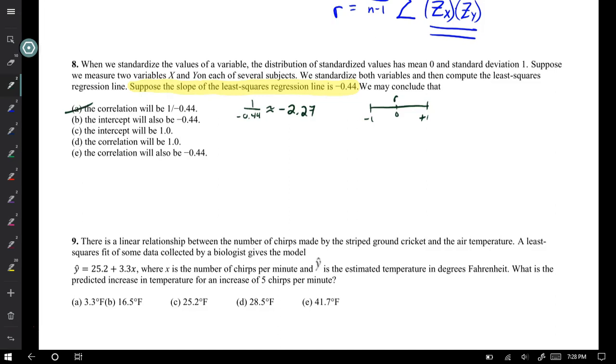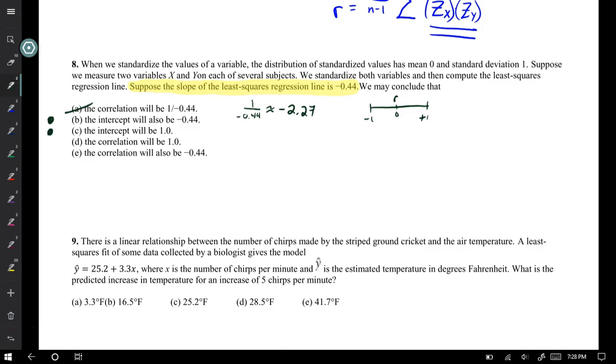The intercept will be -0.44. Well, this one's tricky. I don't know about this one. Maybe I might have to try an equation for that. The intercept will be 1. Well, if I have to try an equation for B, I'm going to have to try an equation for C, and that might help me eliminate.